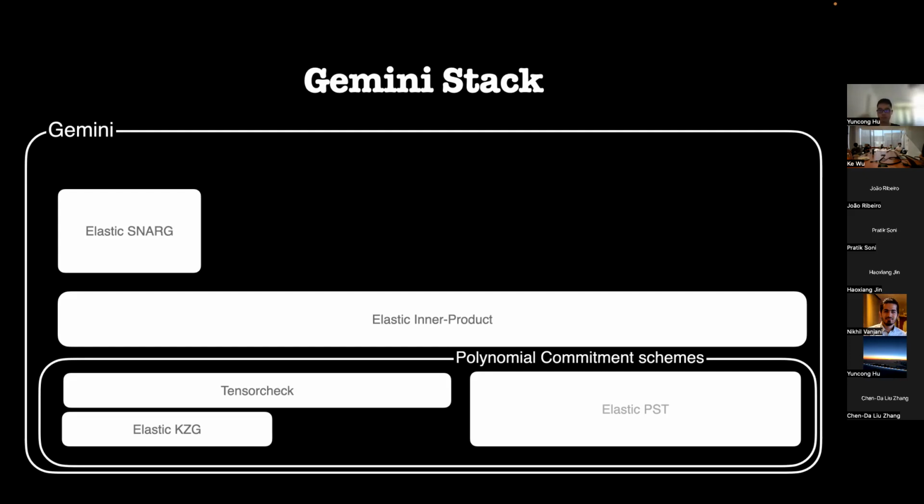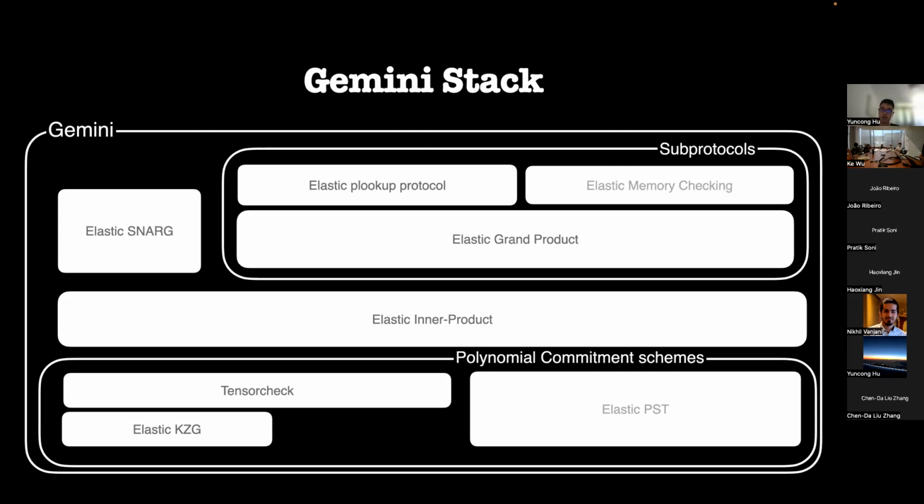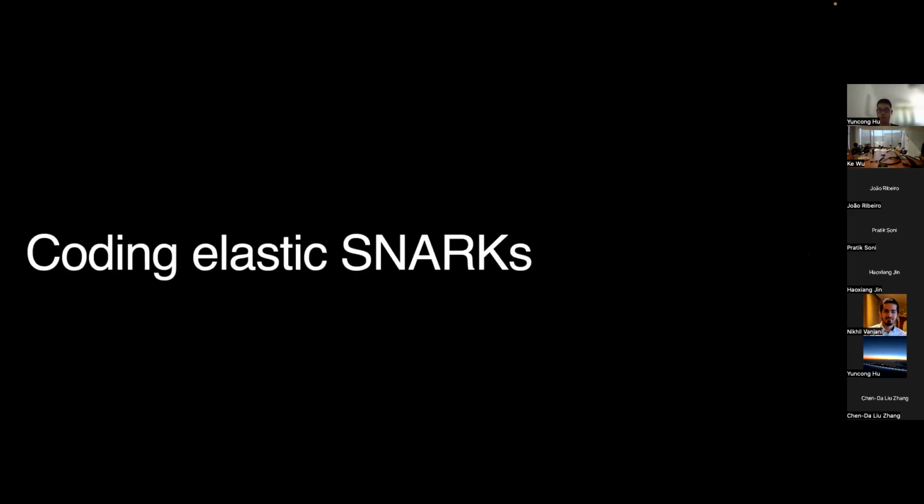But if we want to build a preprocessing succinct argument, it actually requires some more work. We need to prove some lookup relation, and we also need to elaborate a grand product protocol. And it's actually very tricky because some lookup protocols are not compatible with the streaming algorithm. But I don't have time to talk about them today. Please refer to our paper for the details. Today I just talk about some basic building blocks like the inner product, the Tensorcheck and the elastic KZG. And finally, I want to talk about some of our implementation and the benchmark results.